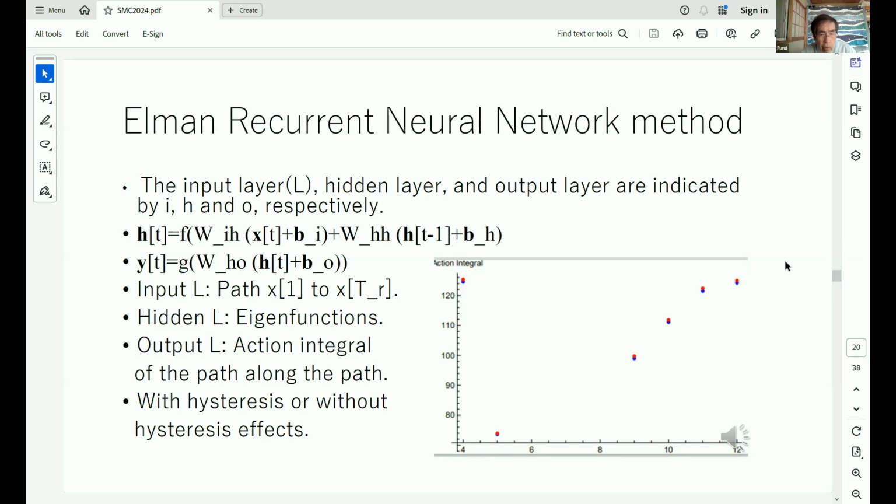Using this model, we calculated the output at t equal 4, 5, and 9, 10, 11, 12. Other parts are 0. And this blue one is without hysteresis effect, and the red one is including the hysteresis effect. So the same thing we have done in the echo state network.